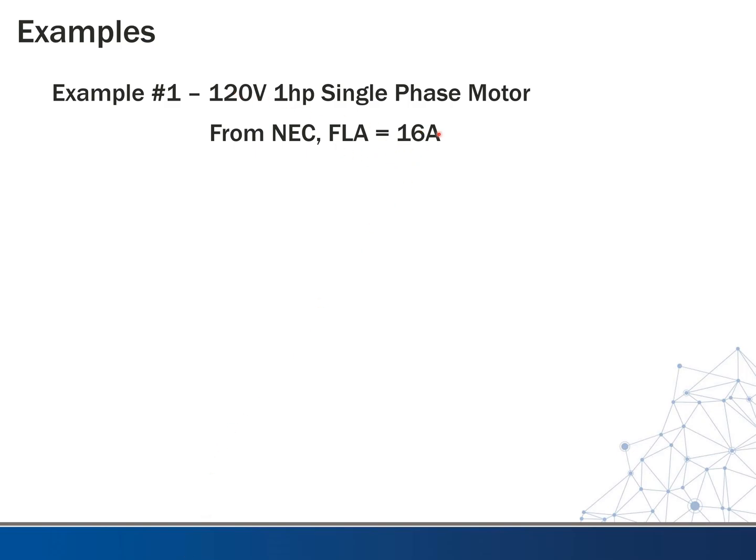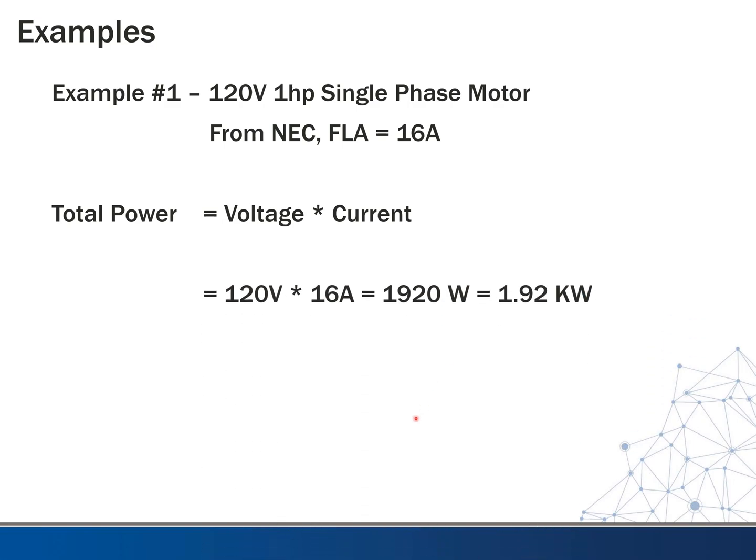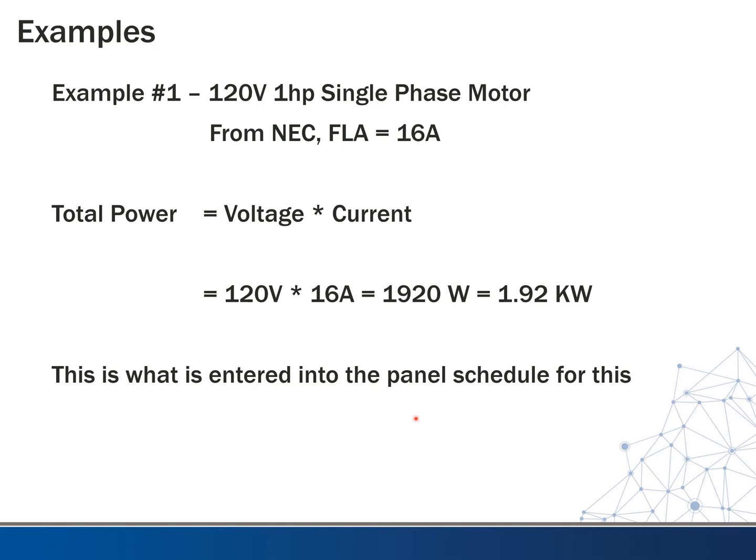So now we have our voltage and our current. Well, we recall that total power is calculated by multiplying the voltage times the current. So if we plug those values in, we'll see we'll have 120 volts times 16 amps, and that should give us 1.92 kW. So this value here is what would be entered into the panel schedule for this, and we would have a single pole breaker load, so it would just take 1 slot on our panel schedule. So this is all we need for a single phase load.